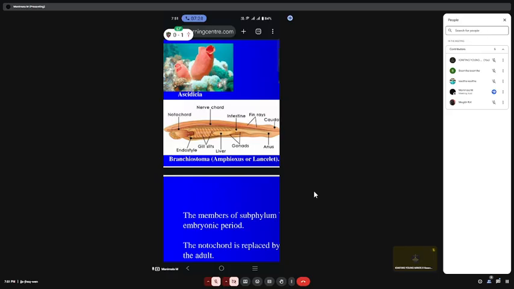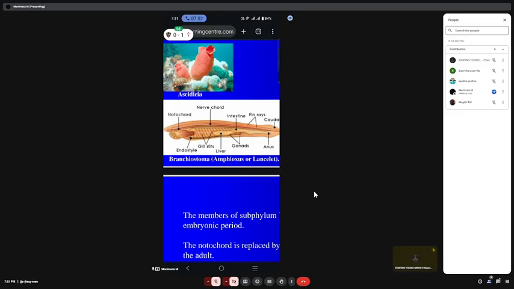Here also the notochord is present. This notochord extends from the posterior end to the anterior end. But the heart is absent, and there is also a lack of cranium. Cranium is also absent for these organisms.